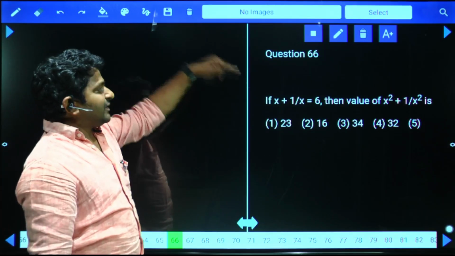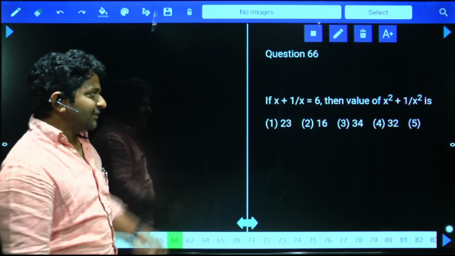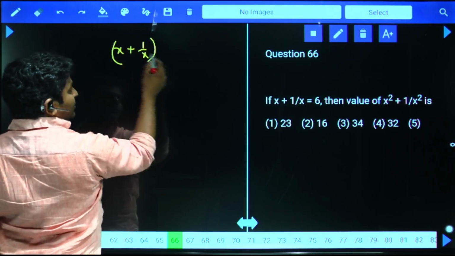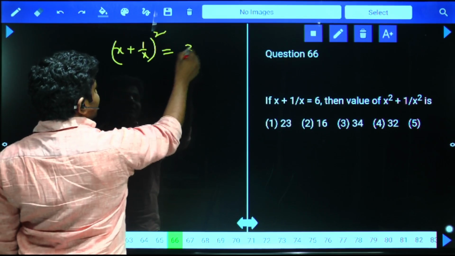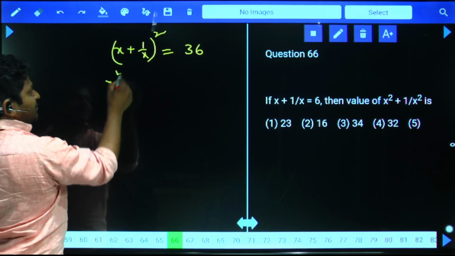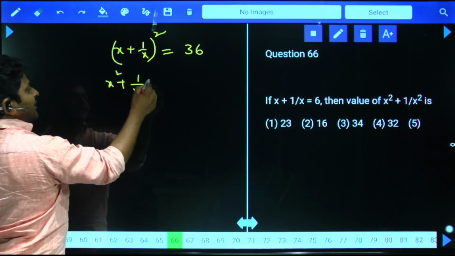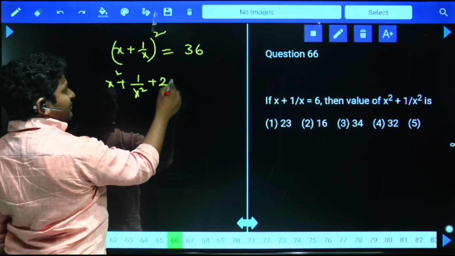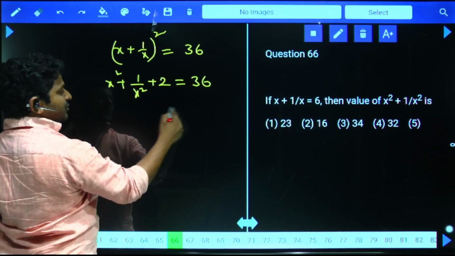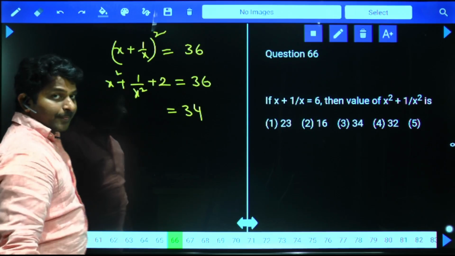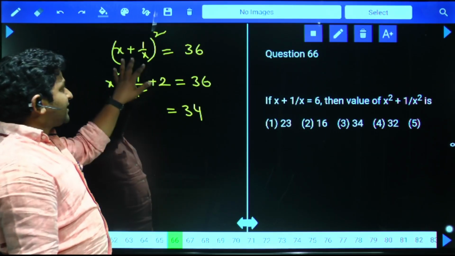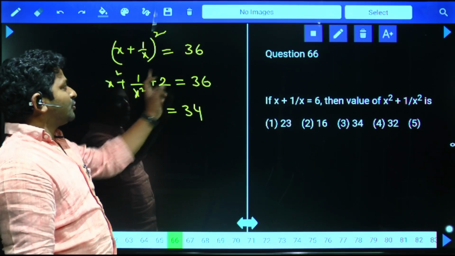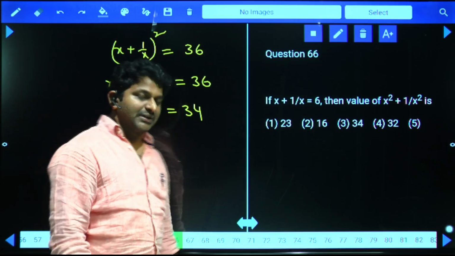x plus 1 by x is equal to 6. x square plus 1 by x square is equal to how much? Now, x plus 1 by x is equal to 6. If you take square, right hand side, you'll have 36. Now, this is x square plus 1 by x square plus 2 into x into 1 by x. 2 into x into 1 by x, that is equal to plus 2. That is equal to 36. If plus 2 goes to the other side, that becomes 34 only. 34. We are just taking square: a square plus b square plus 2ab. 2ab in the sense 2. 2 goes to the other side, that becomes 34. Third option answer. Simple one.